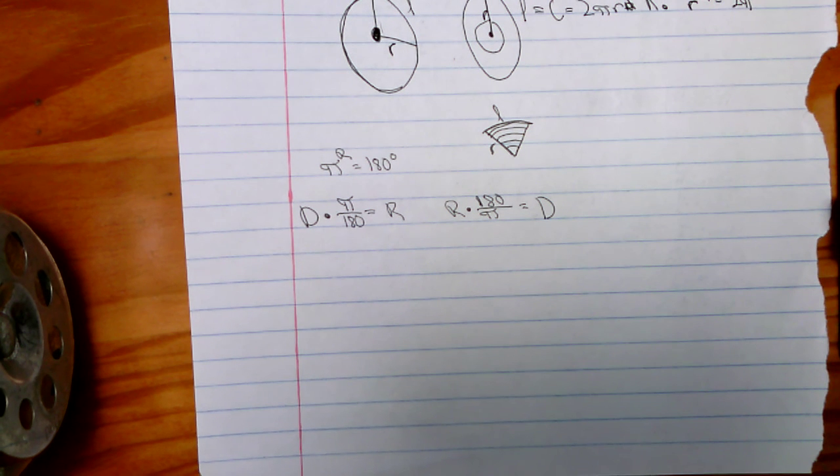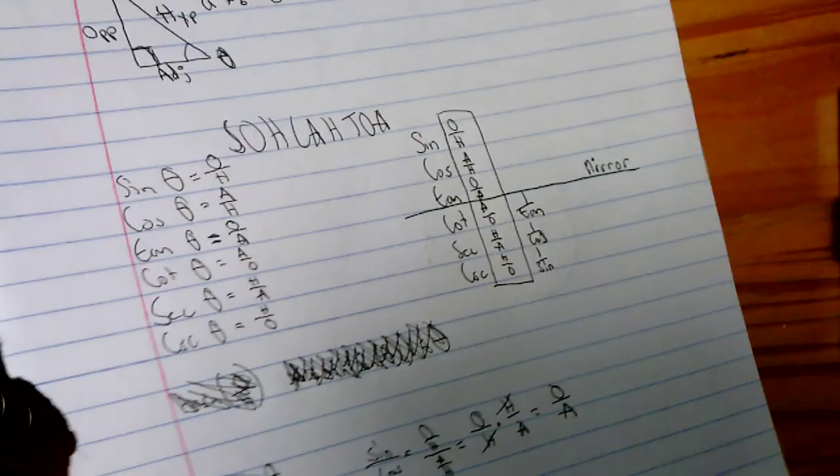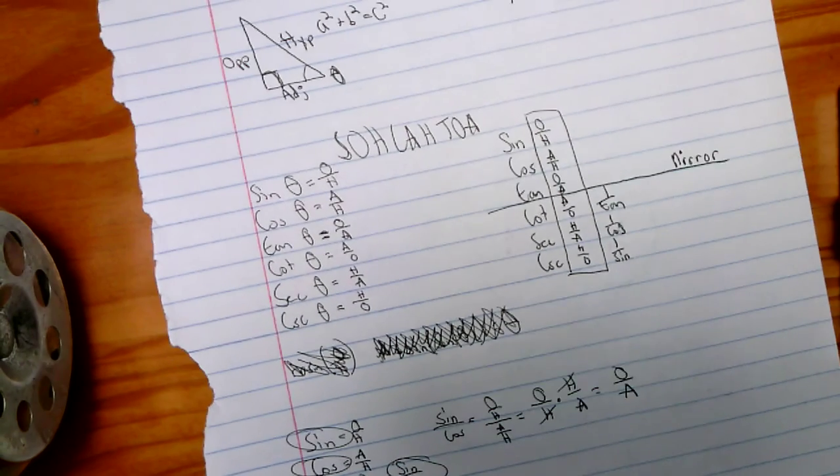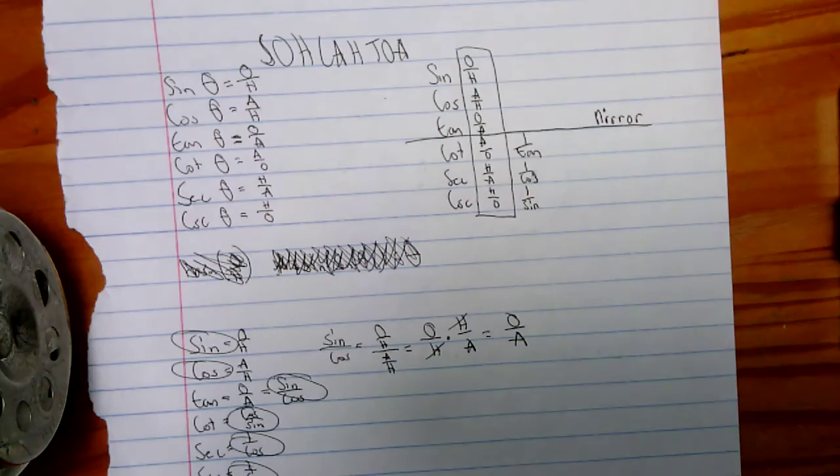And that's it. That's all you have to know about radians and degrees. I think that's all there is to know. Remember these tricks, these mirror tricks, and everything that is in this.